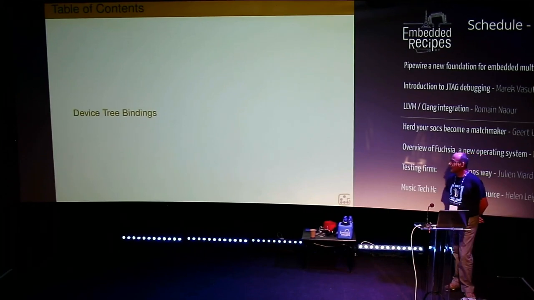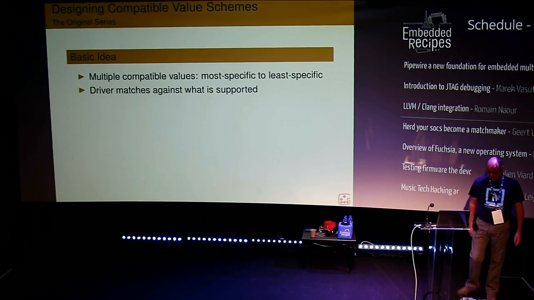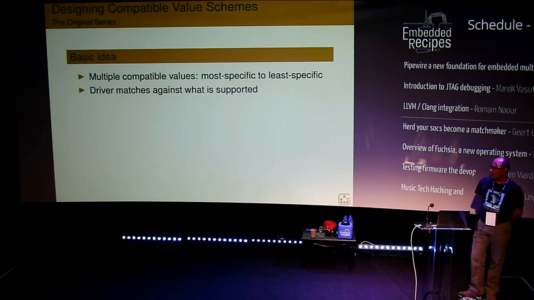So that was a quick history. Now to get to the actual matching of the drivers against devices, first you need to have something to match against. And on embedded ARM, this is mostly about device trees. So if you want to match against a device, you need to have good DT bindings that take into account all the features of the device. Originally, the basic idea was that the compatible value in a device node can have multiple values. And so you can specify the most specific name for the component to the least specific name. And then the driver will match against whatever is supported.